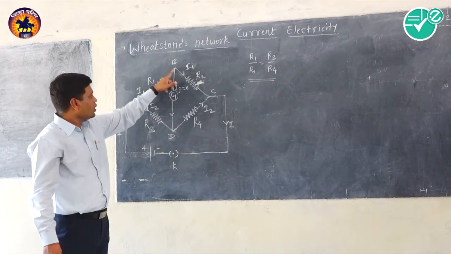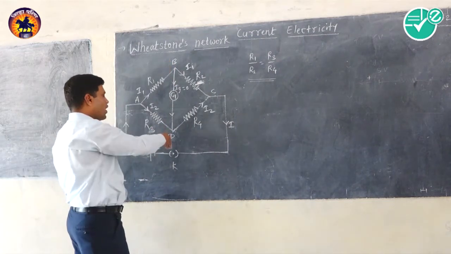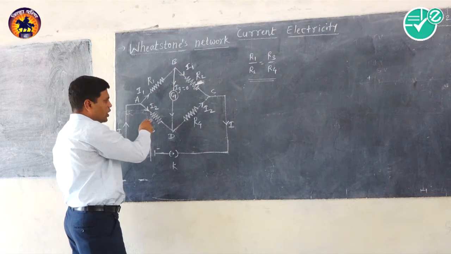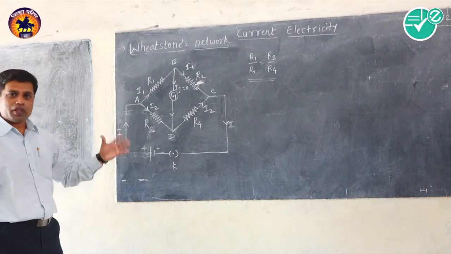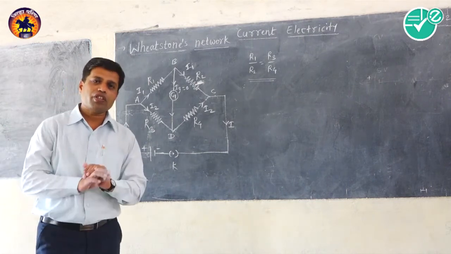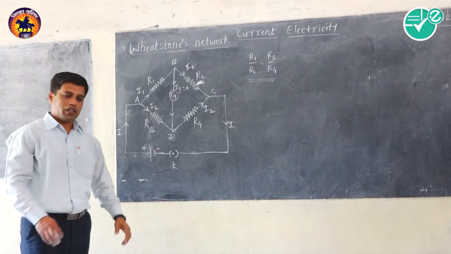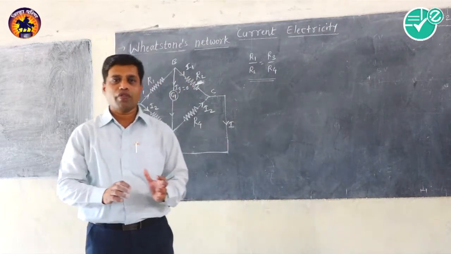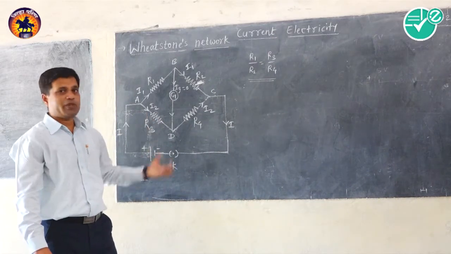Now, suppose the points B and D are equipotential points, then there is no flow of current via the galvanometer, and the same current I1 will flow through R2, and the same current I2 will flow via resistor R4. If such a thing happens, then the bridge is said to be in the balanced condition, and in the balanced condition, every Wheatstone bridge will satisfy this equation, that is R1 upon R2 is equal to R3 upon R4. We will take the proof of this final equation, how this condition is achieved in the balanced bridge condition.